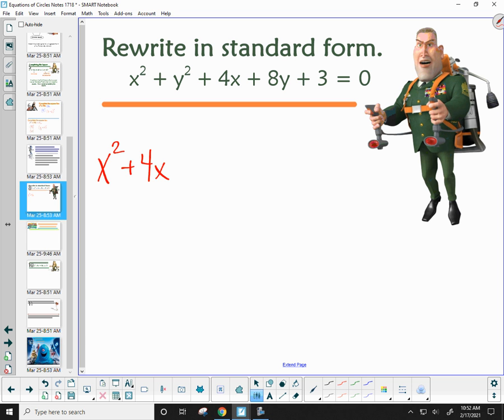Then I'm going to have my y squared. I'm going to have my 8y. I want to leave a space because I'm going to complete the square. And now I need to take my constant to the other side because that's going to be part of my radius. Not the whole radius, it's going to be part of it. So if I take the 3 to the other side, it's going to become negative 3.